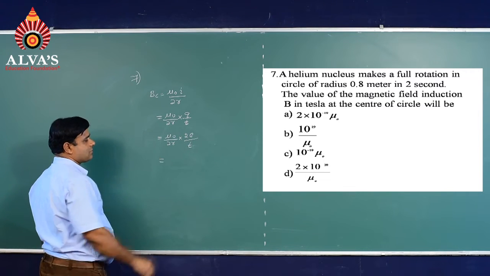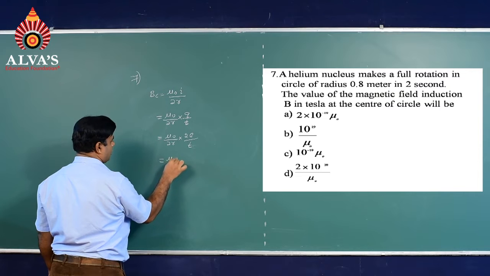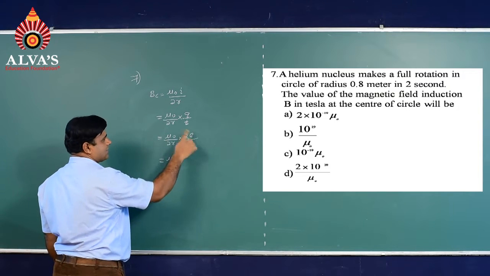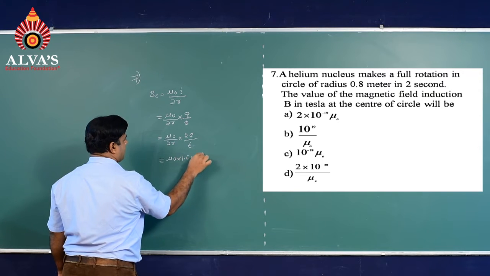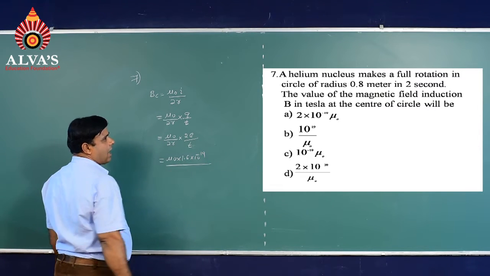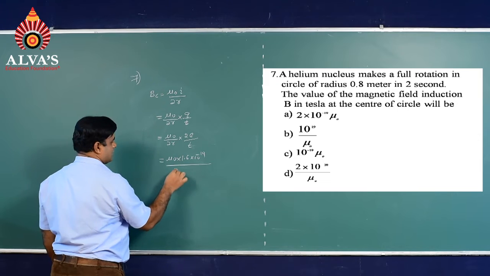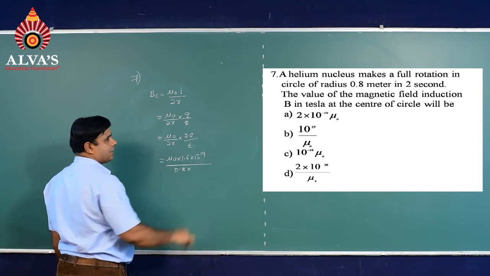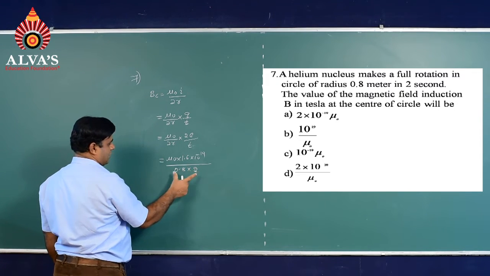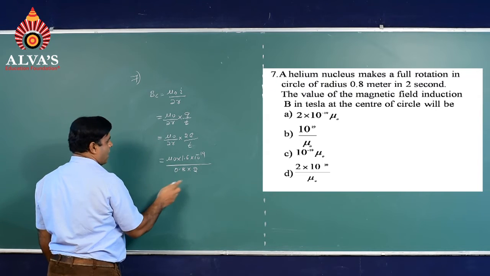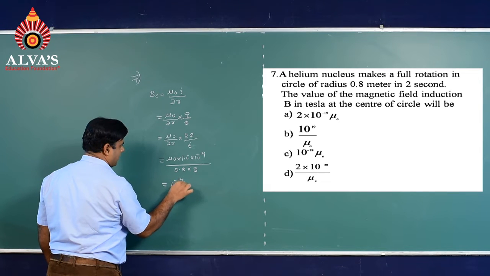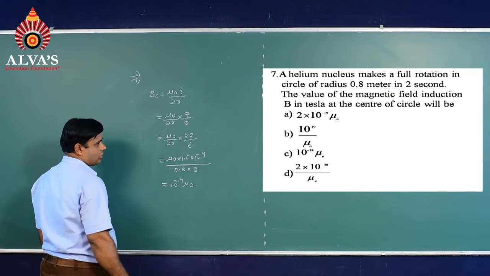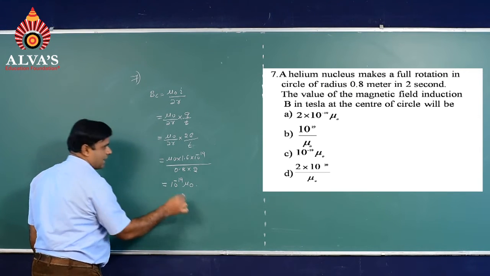Answer is given in terms of mu naught, retain mu naught, 2 cancels, e equal to 1.6 into 10 to the power minus 19, r equal to 0.8, time taken equal to 2 seconds. 0.8 into 2 goes with 1.6. So, the answer is 10 to the power minus 19 mu naught. So, C is the answer.